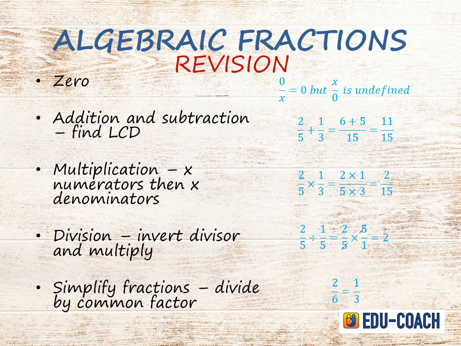The last point to remember when we did common fractions was that our answer has to be simplified. So whatever answer we get, we needed to divide the numerator and denominator by a common factor. So here 2 over 6, we divided both the numerator and the denominator by 2 to give us an answer of 1/3.